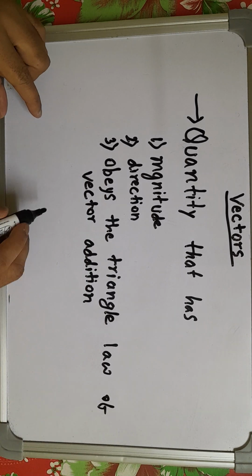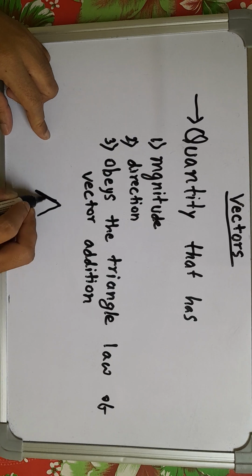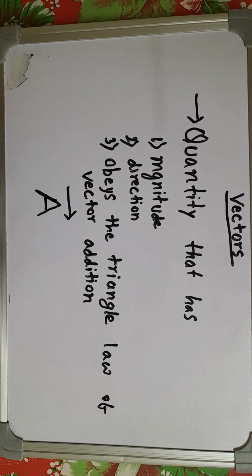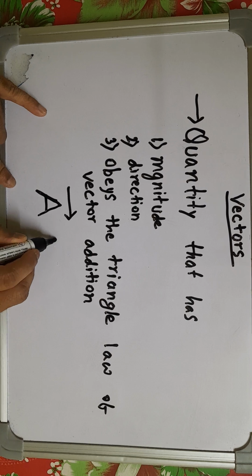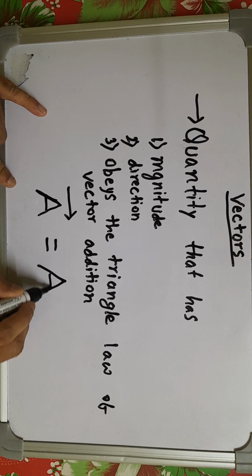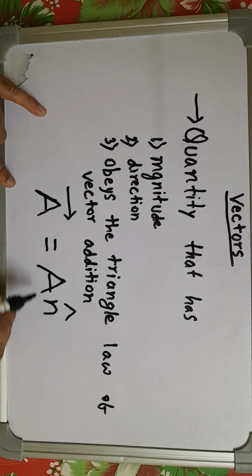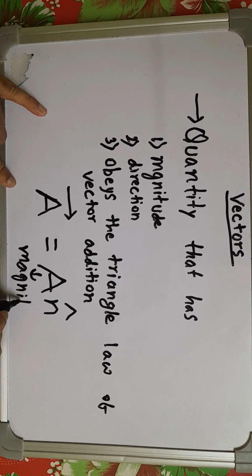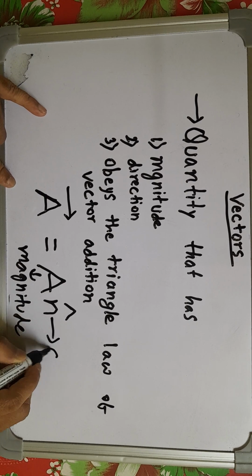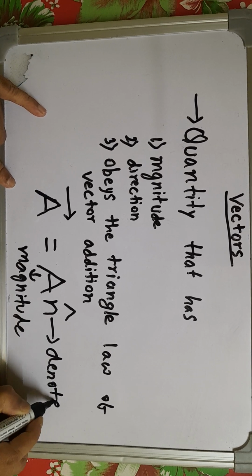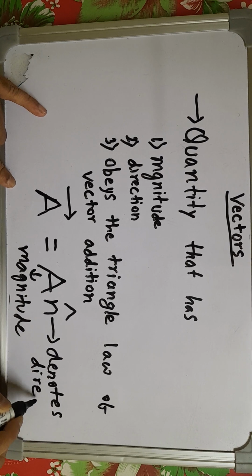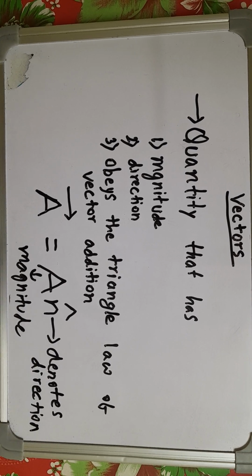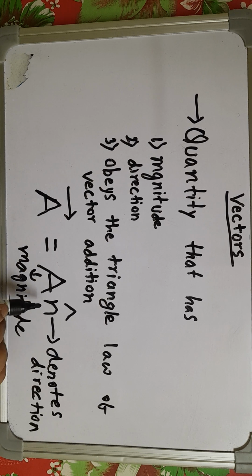So how are vectors denoted? Vectors are denoted by an arrow above that sign. So it is A n cap, where A is the magnitude and n cap denotes direction. So a vector is A n cap. A is the magnitude and n cap is the unit vector that denotes direction.